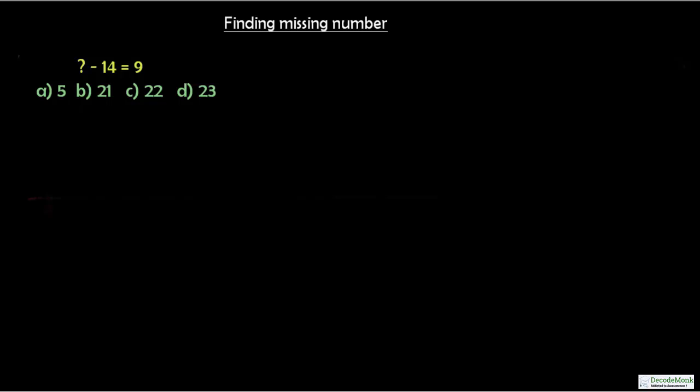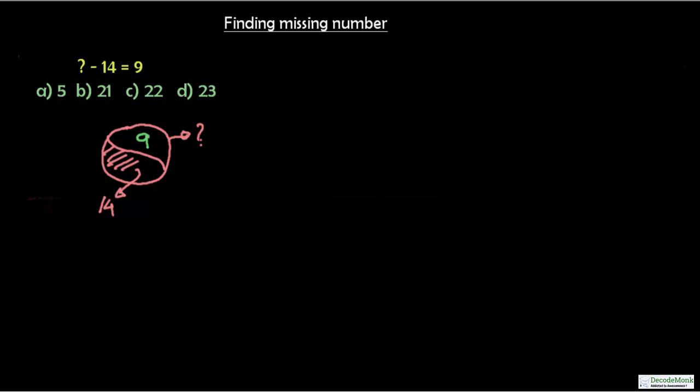We consider another example of finding a missing number. The question mark minus 14 equal to 9, and then we are given 4 options to choose from. So let us represent this question mark by a circle. Suppose this circle represents the amount represented by question mark, and if out of this whole amount, we take out a certain amount which is equal to 14, we will be left with the amount which is equal to 9. So this is the pictorial representation of this particular problem.